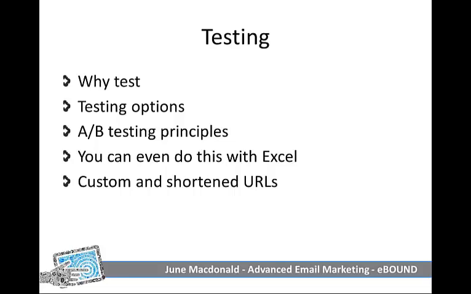And so then you would set up your test so that you're testing one element at a time against that control. So that could be your subject line, it could be an image, it could be a specific link, it could be the call to action button, it could be vast differences in copy, or maybe it's long versus short, etc.